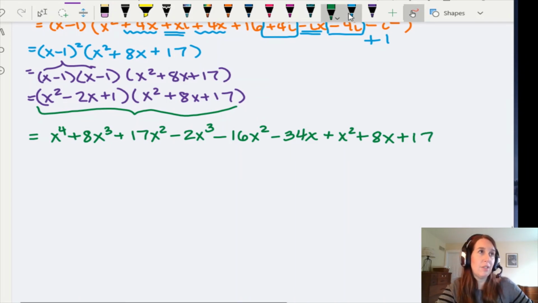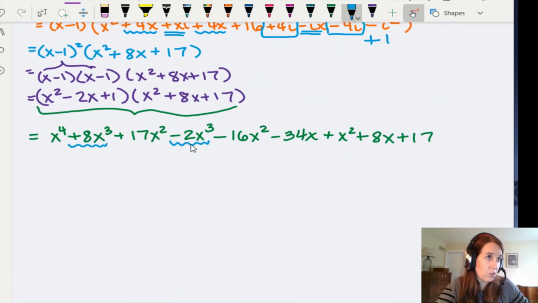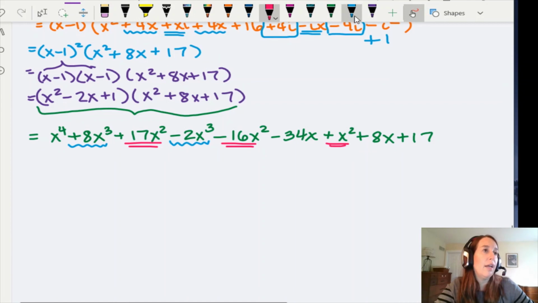Okay, let's do the same thing we did before, just to combine our like terms, because we need to make sure we catch them all. So there's just those 2 cubic terms. Then there's a couple of squared terms there, that one, and that one. And then it looks like we've got, I can do just a different color there, negative 34x and positive 8x. And then the x to the fourth and the constant term, there were no like terms for those.